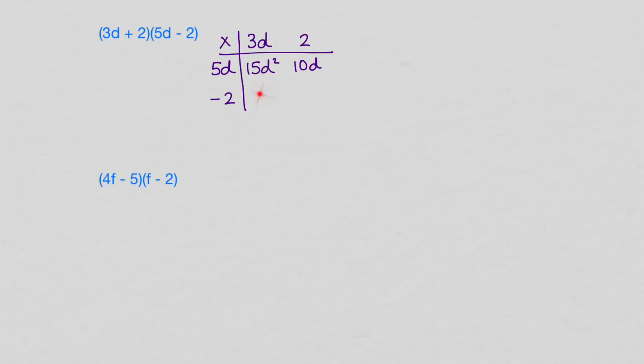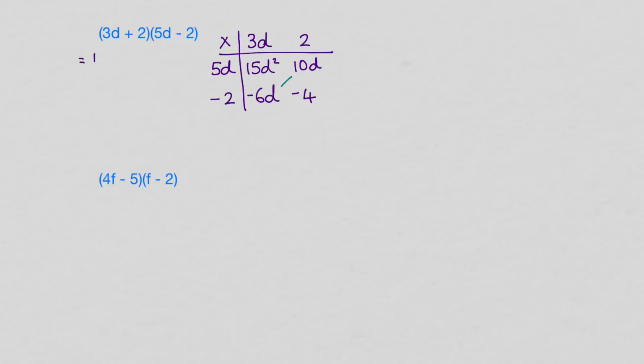In this box, we've got 3d times negative 2. So 3d times 2 would be 6d. And we've got a positive times a negative. The signs don't match, so that's going to be a negative answer. And then the last space to fill in is 2 times negative 2. So it would be 4 for the number, and then if we check, we've got a positive times a negative. Signs don't match, so it's negative. So again, these two terms are going to go together when we're writing down our answer.